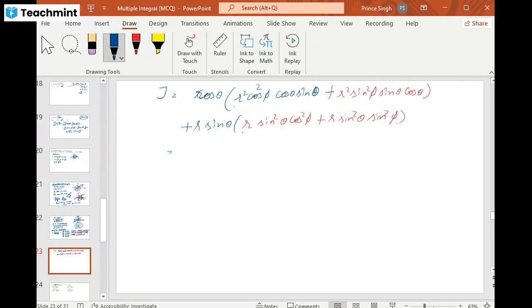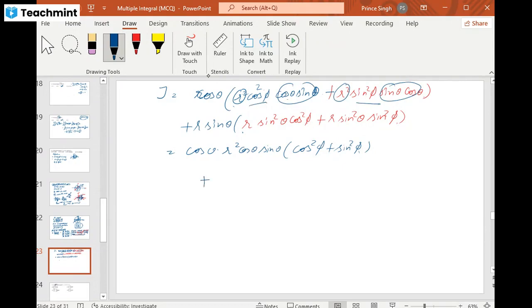So if we solve this, cos theta is already there. So cos theta sin theta is common. r square is common. Cos theta sin theta is common. So we have cos square phi plus sin square phi, because r square and sin theta cos theta is common. So we are left with cos square phi plus sin square phi, which is 1.